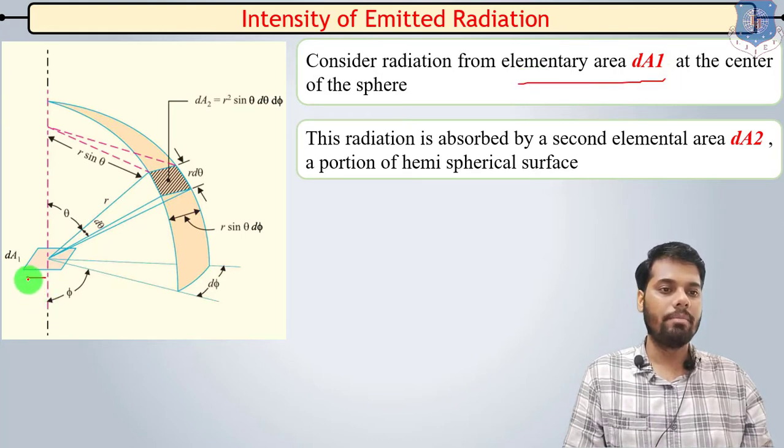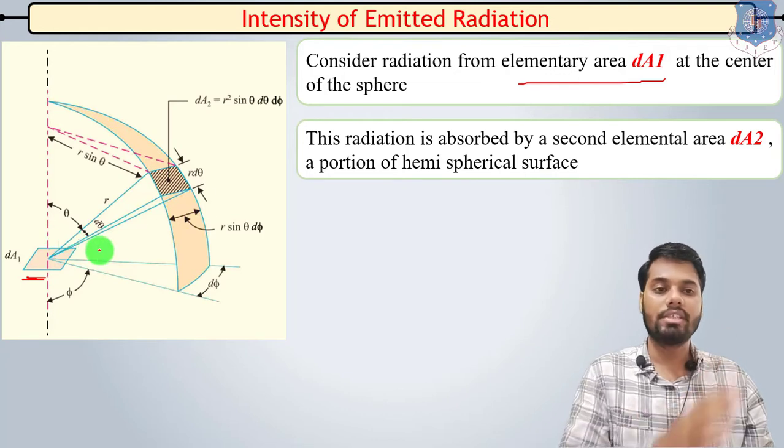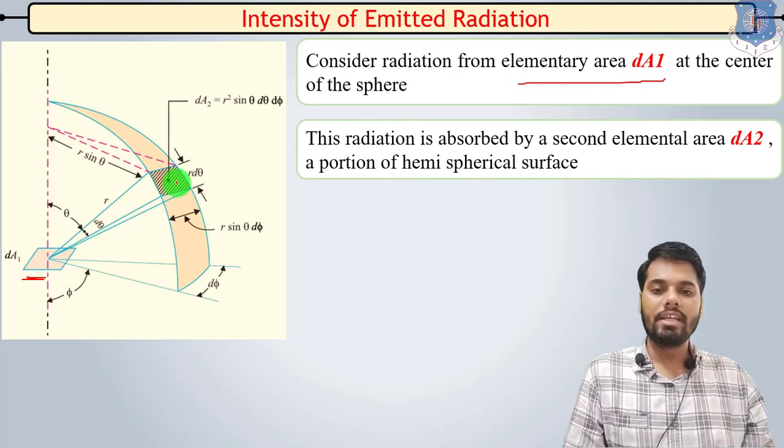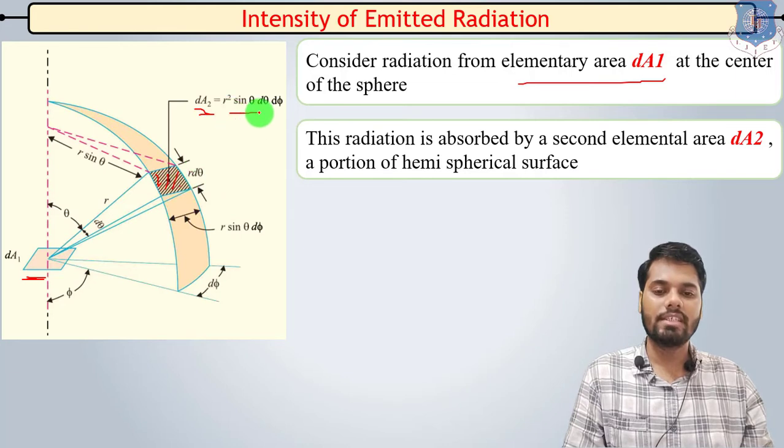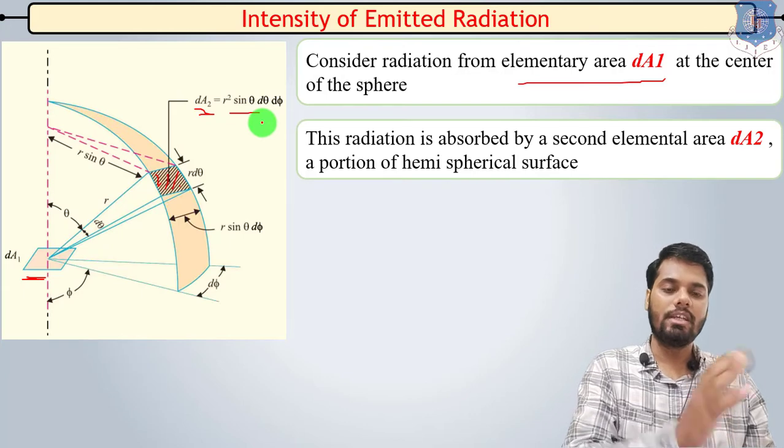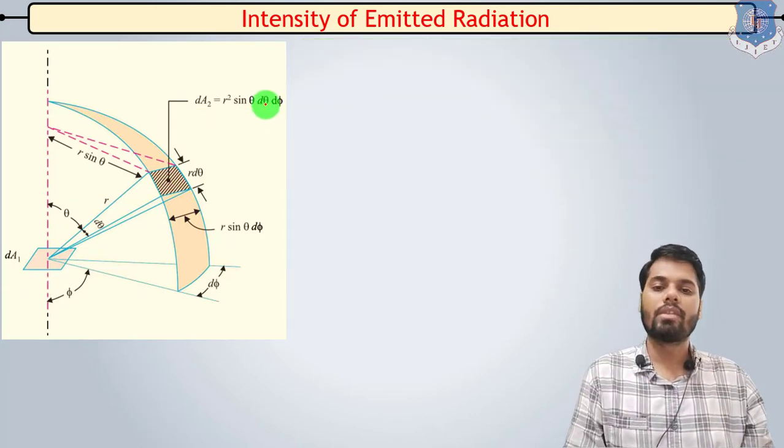Consider radiation from elementary area dA1. This is our elementary area dA1 from which radiation is emitted. This radiation is absorbed by another second elementary area, dA2, which is a portion of the hemispherical surface, which we can see from this figure. The area is r square sin theta d theta d phi, as explained earlier.